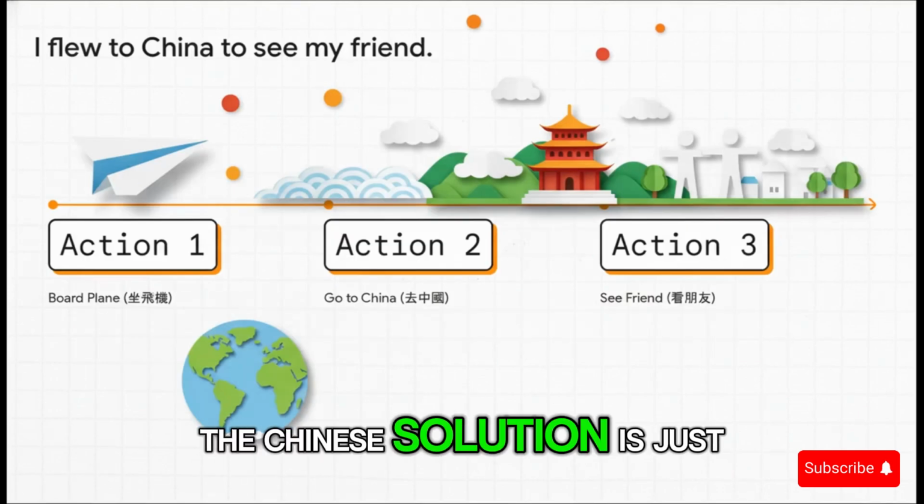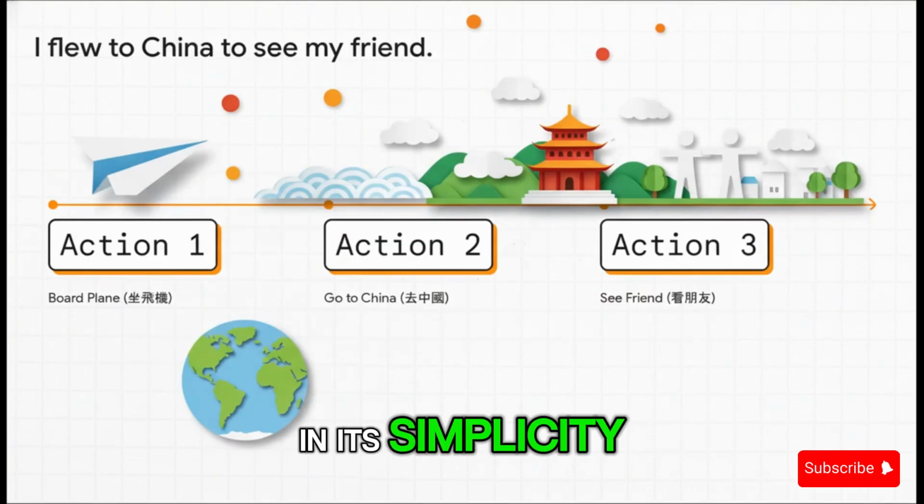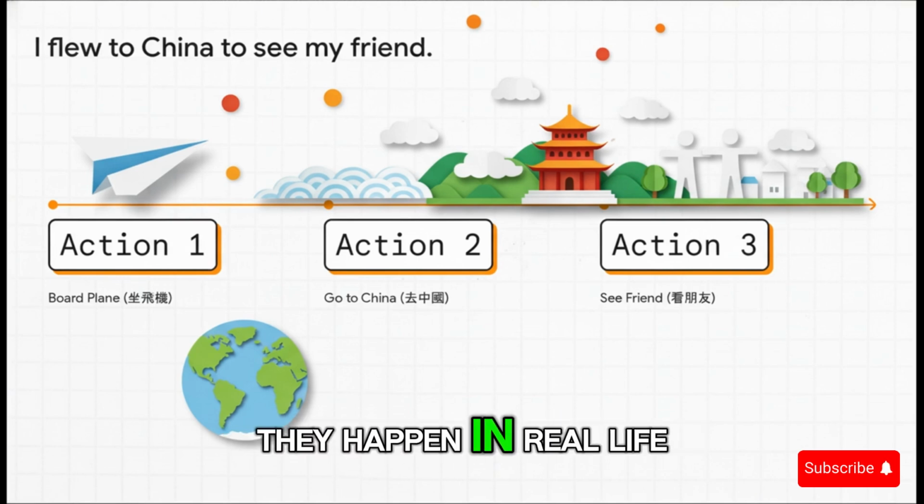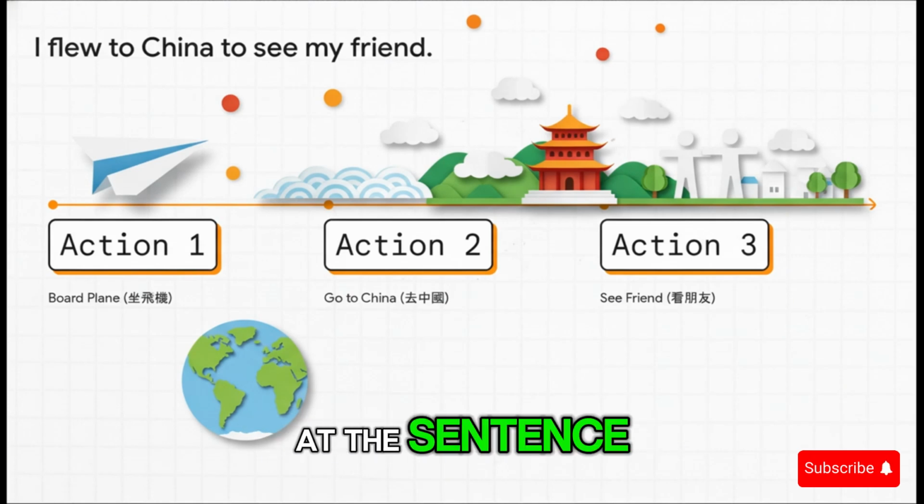The Chinese solution is just beautiful in its simplicity. You just list the actions in the exact order they happen in real life. That's it. Take a look at this sentence. I flew to China to see my friend. What happens first?